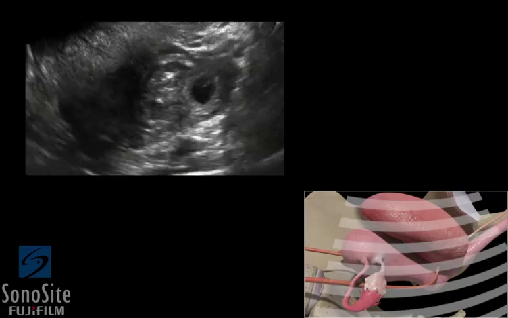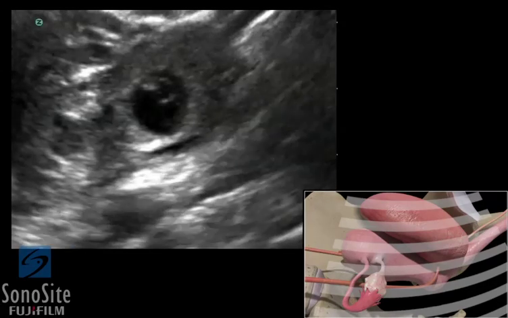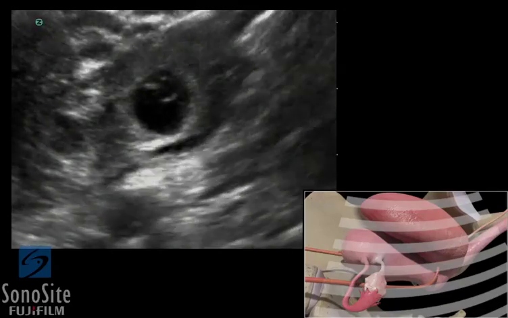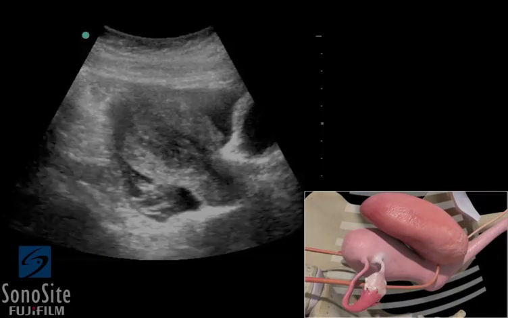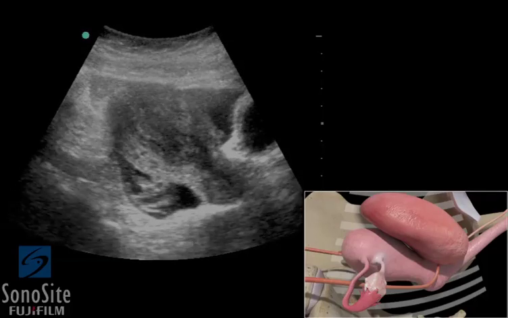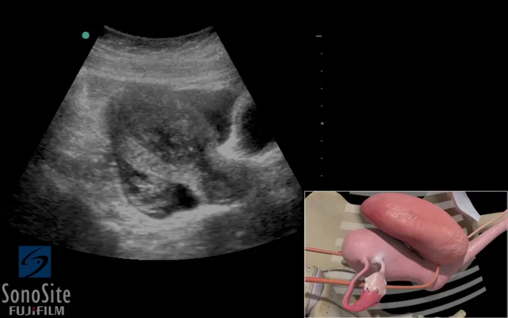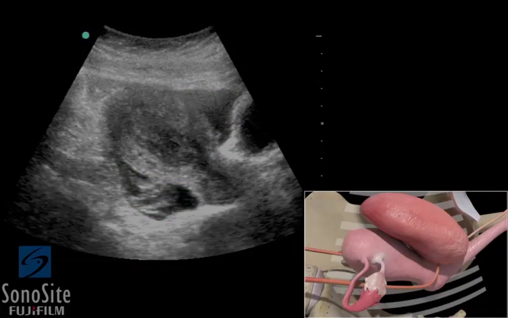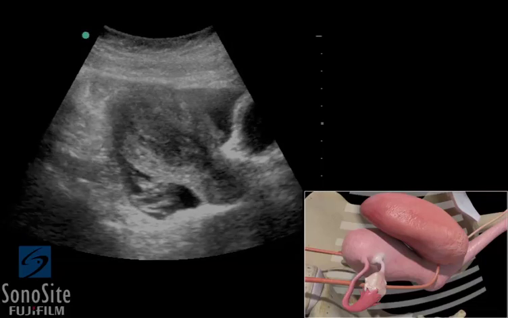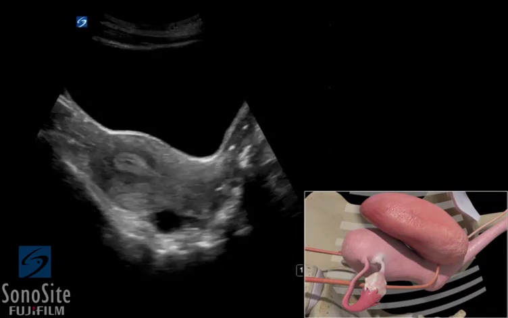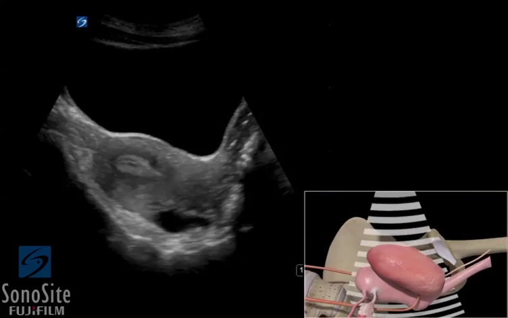Documentation of fetal heart activity in an extrauterine location confirms the diagnosis of an ectopic pregnancy. The adnexal structures should be evaluated bilaterally for evidence of pathology. In patients with a ruptured ectopic pregnancy, free fluid will appear as a hypoechoic or anechoic collection posterior to the uterus. If fluid is seen in the pelvis, a view of Morrison's pouch should be obtained.